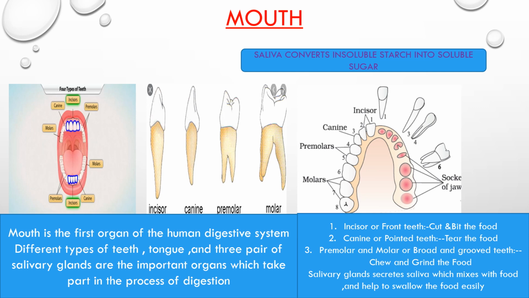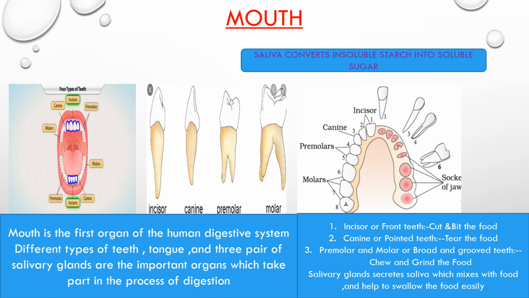2 on the right side, 2 on the left side. So 4 in the upper jaw and 4 in the lower jaw. Total number of premolars is 8. After the premolars, there are molars. 3 on the right side, 3 on the left side. So, 6 in the upper and 6 in the lower jaw. Total number of molars is 12. Premolars and molars are together known as broad and grooved teeth. These broad and grooved teeth, or molars and premolars, help to chew and grind the food.